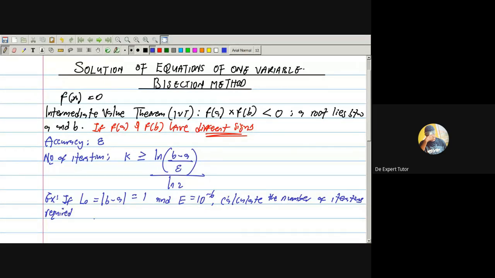The number of iterations required to make L of K greater than or equal to E. Don't worry, I will tell you the meaning of this whenever we are doing our iteration. Because you see, there's this thing here now for the bisection method. We call it the stopping criterion.